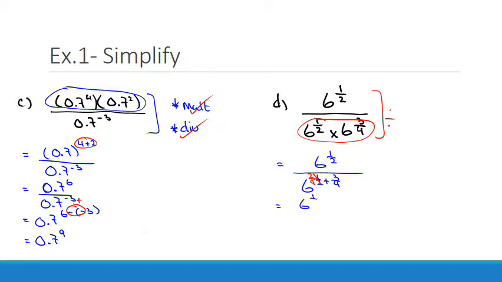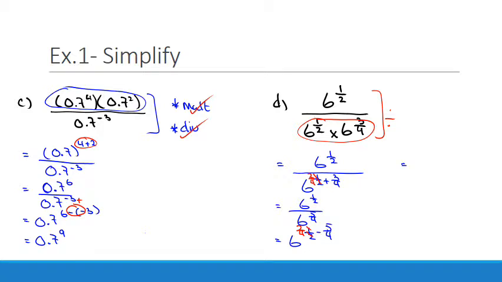So I get 6 to the power of 1/2 over 6 to the power of 5/4. Now that I have that done, that's my multiplication. Now I can perform the division. So for the division, I subtract my exponents. 6 to the power of 1/2 and then subtract 5/4. Again, you need common denominators to perform subtraction, so this is going to turn into 2/4.